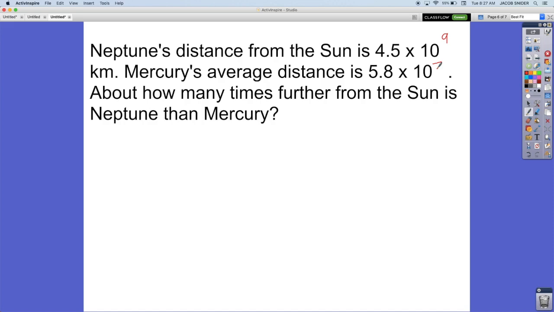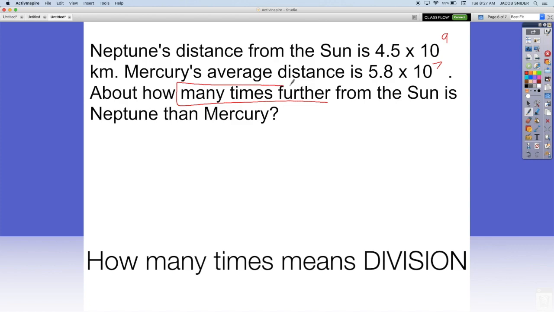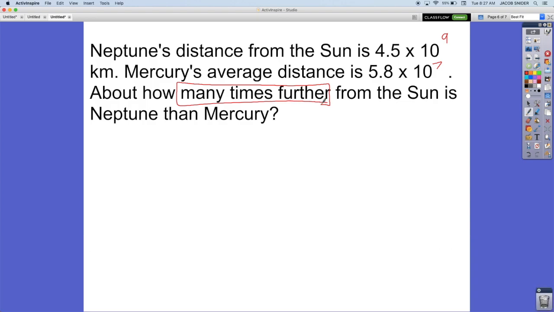How many times further from the Sun is Neptune than Mercury? How many times further? Remember, that's our keyword from yesterday. Or phrase, I guess. When we talk about that, we're talking about what? How many times further? We're talking about division. Okay? Neptune is a lot further away from the Sun than Mercury. So we should know that's our bigger number. Mercury, 5.8 times 10 to the 7th. Division. Just like before. Okay?